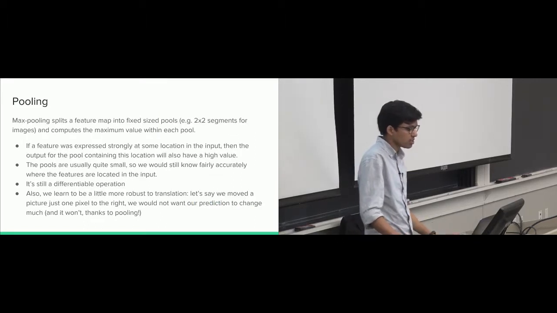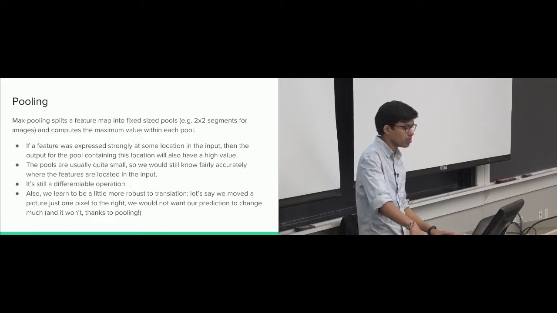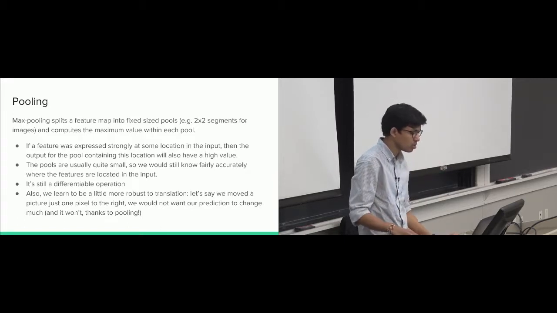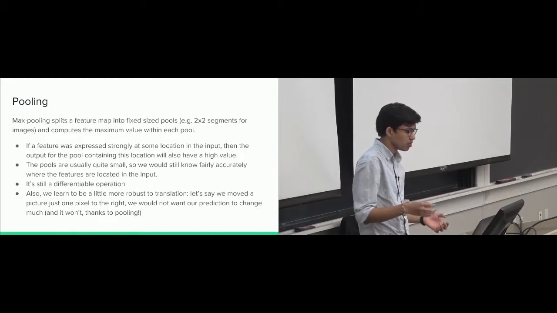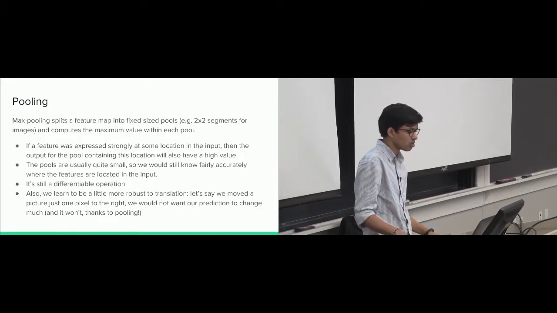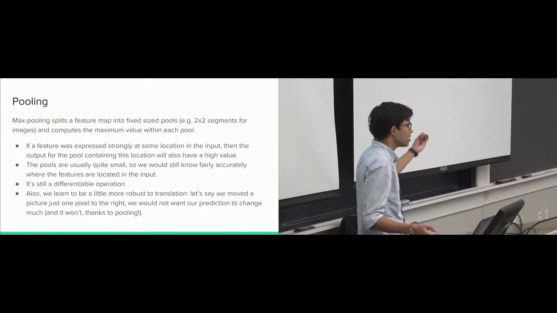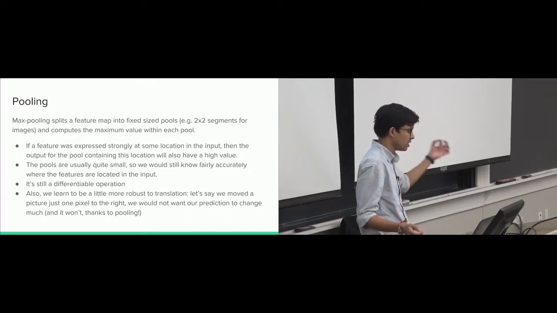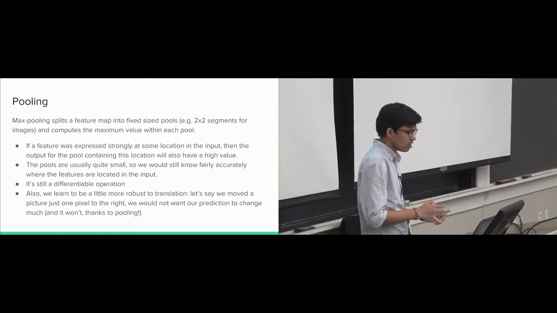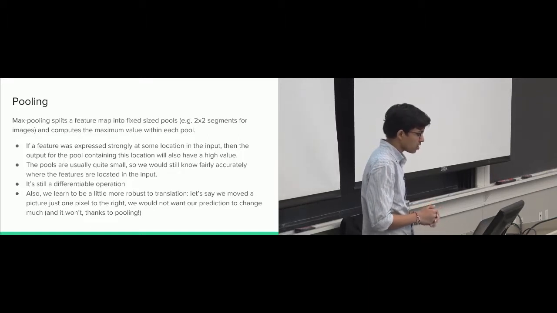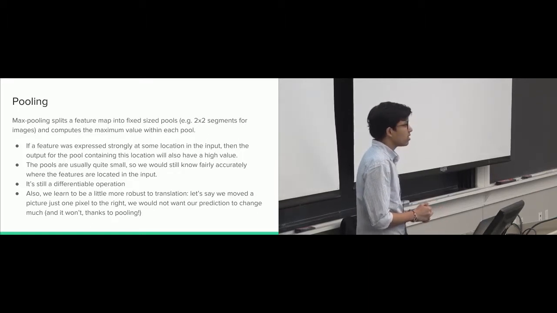Max pooling splits a feature map into fixed-size pools and computes the maximum value within each pool. So if a feature is expressed strongly at some location in the input, then the output for the pool containing this location will also have a high value, because you have taken the max value in each stride. The pools are usually quite small, so we would still know fairly accurately where the features are located in the input. And as with ReLU, this max operation is also still differentiable.